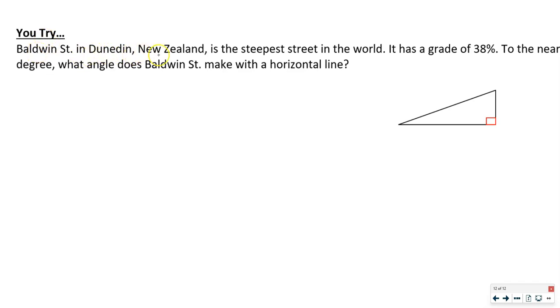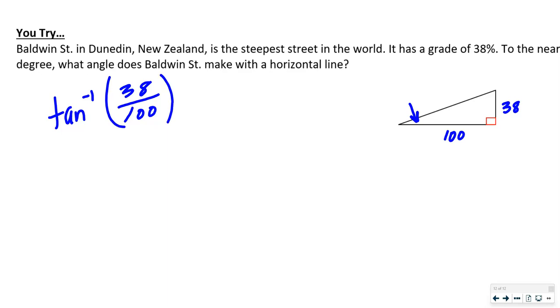Baldwin St. in Dunedin, New Zealand is the steepest street in the world. It has a grade of 38. So that means 38 over 100. This right here is going to be 38, and this is going to be 100. To the nearest degree, what angle does Baldwin Street make with a horizontal line? We're looking for that angle right there, so we're going to do the inverse tangent of 38 divided by 100. When I did that, I got 21 degrees. And y'all would be amazed how steep 21 degrees is in a road.